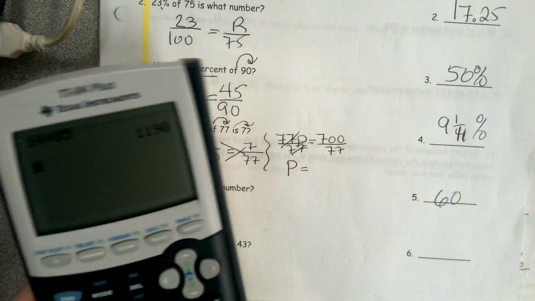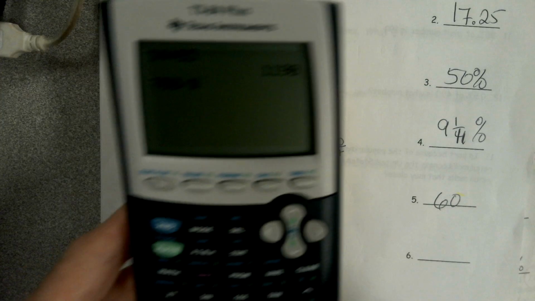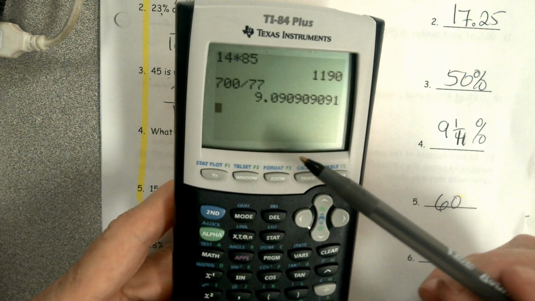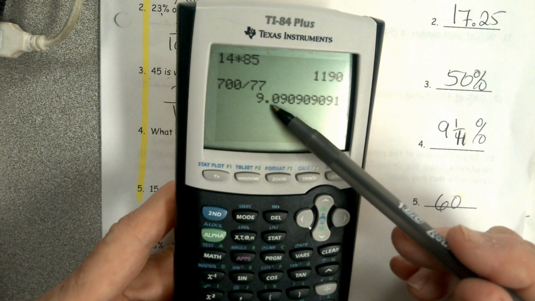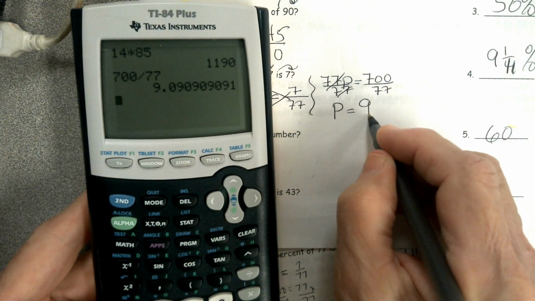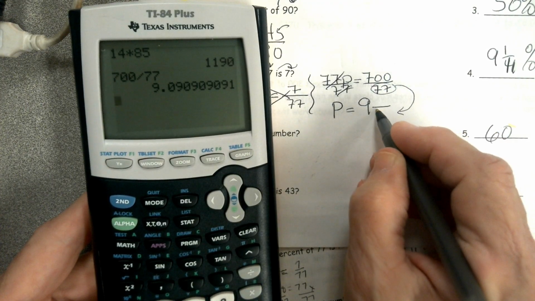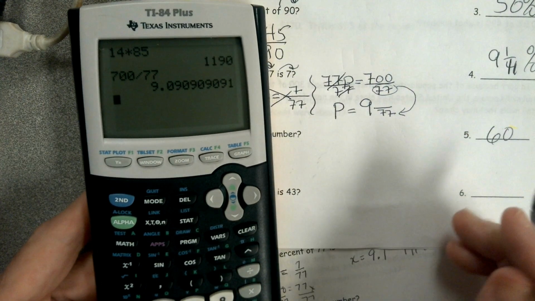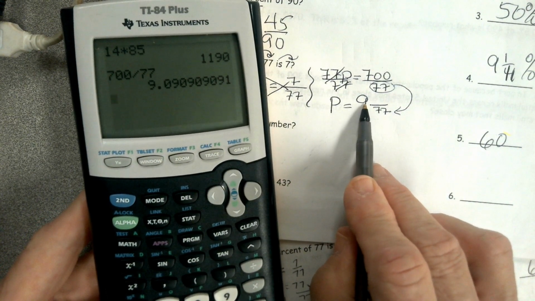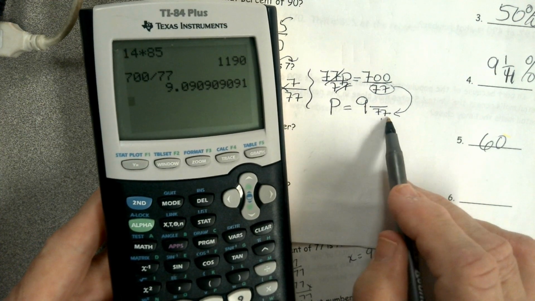So again, I'm going to go 700 divided by 77. The only part of this I keep is the 9. Do you agree it went in 9 whole times? My denominator stays that number, 77. I made 9 whole boxes with 77 jelly beans in every box.